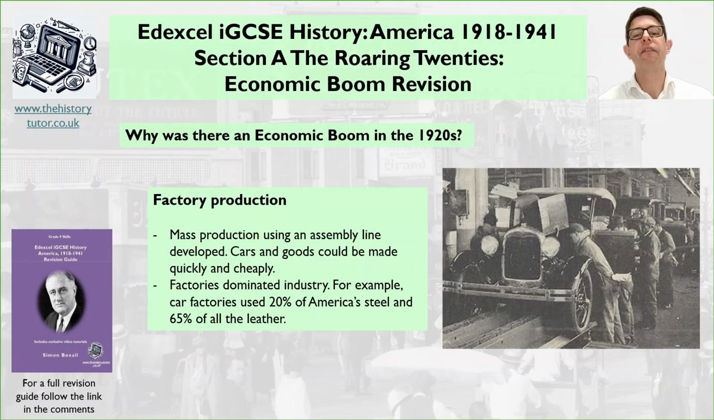Also, we can consider factory production developing to create the boom in the 1920s. So mass production using the assembly line developed cars and goods could be made quickly and cheaply with low-skilled labour. Factories dominated industry. For example, car factories used 20% of America's steel and 65% of all the leather, and this meant that they were making huge amounts of products for people to buy cheaply.